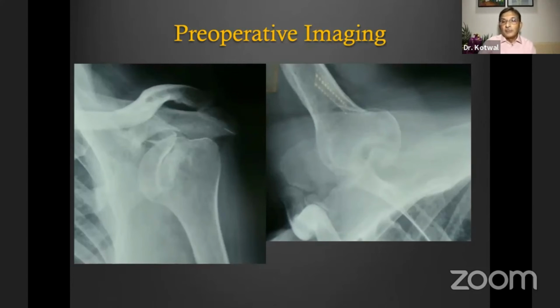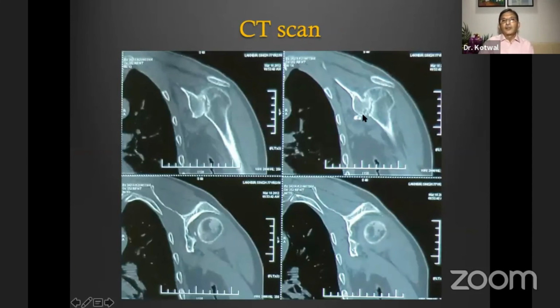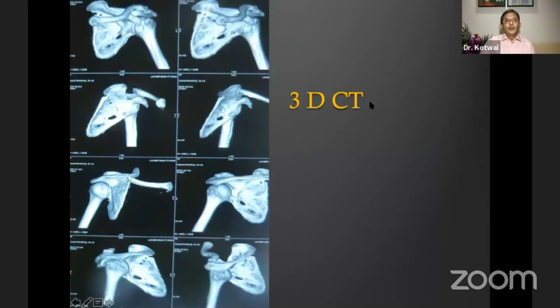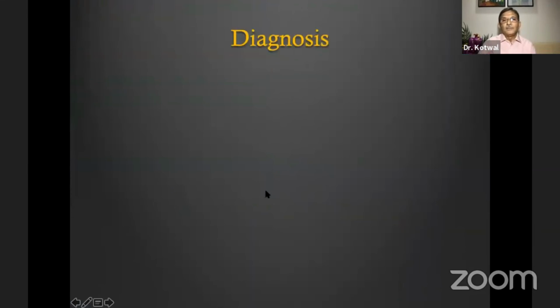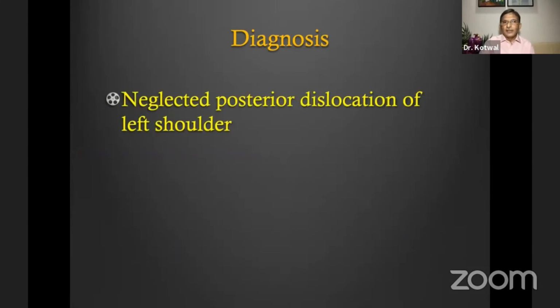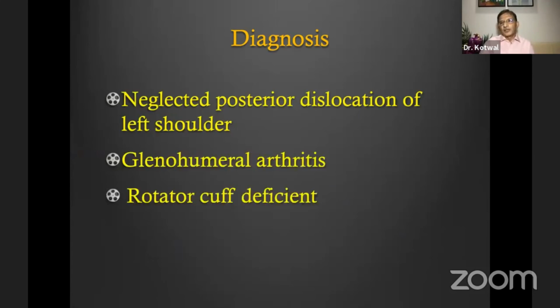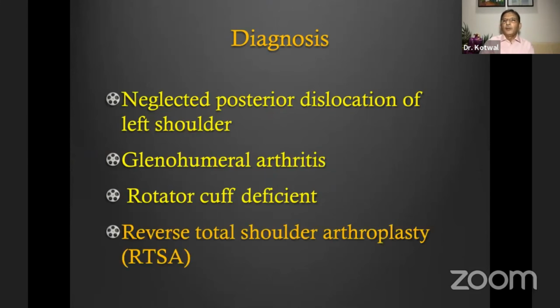And this was 8 months old in an elderly patient, and there is also a lot of arthritis of the glenohumeral joint. The CT scan also shows the head of the humerus lying posteriorly. And the MRI shows the same thing, with deficiency in the rotator cuff as well. So the diagnosis was neglected posterior dislocation, glenohumeral arthritis, and rotator cuff deficiency. So obviously the choice of treatment would be reverse total shoulder arthroplasty.